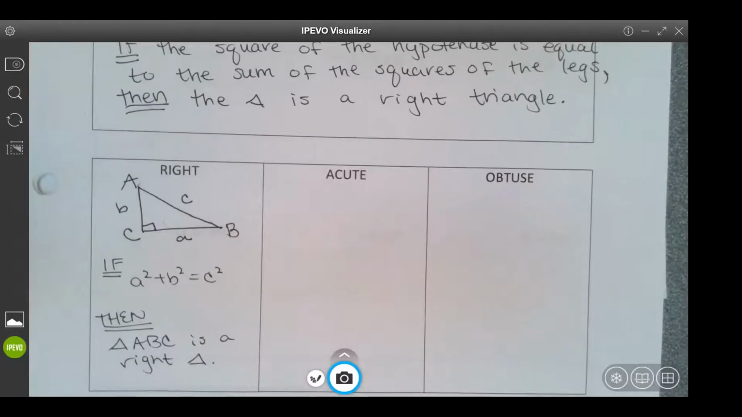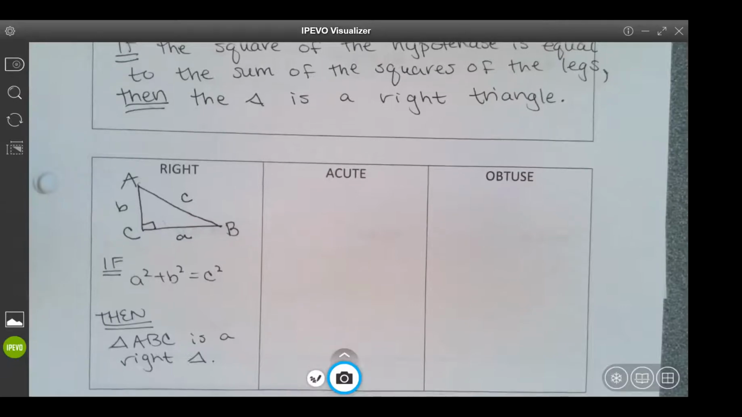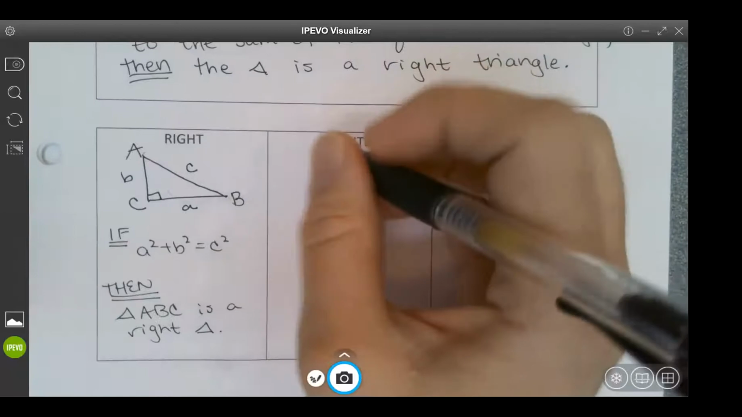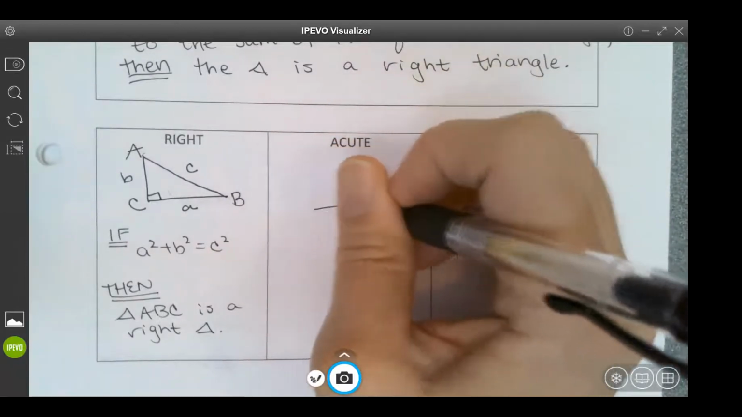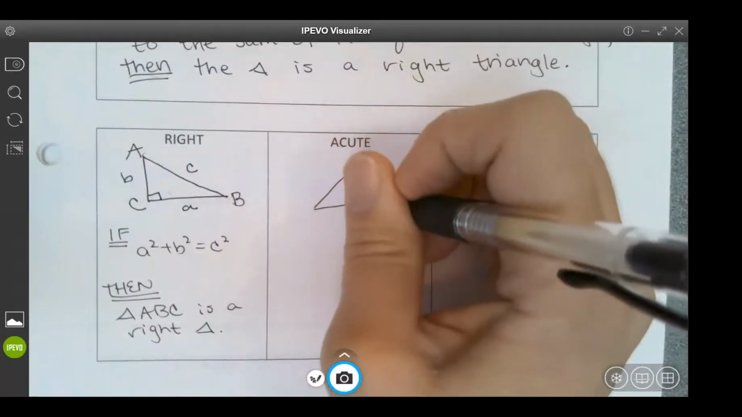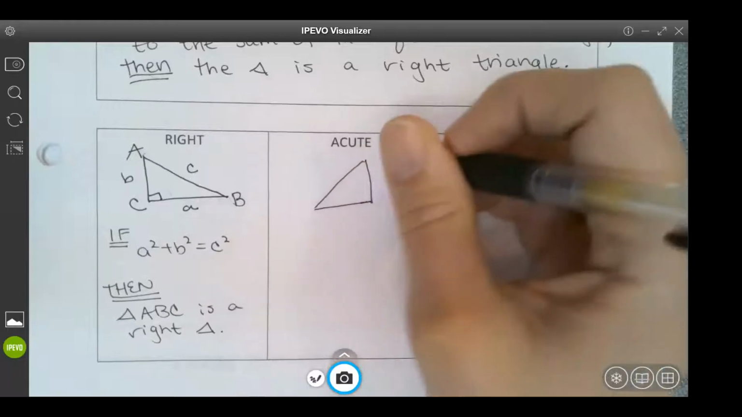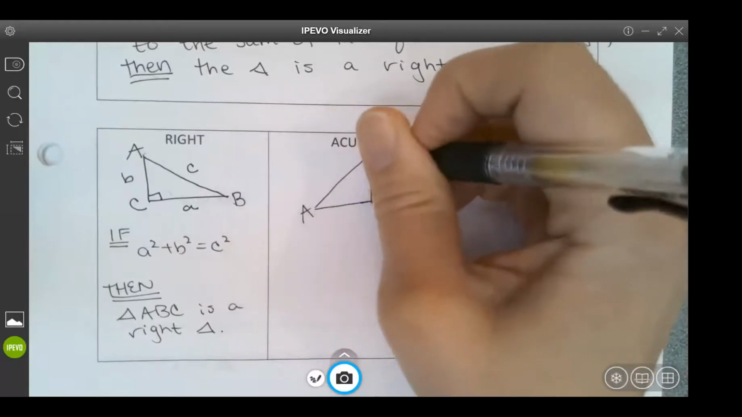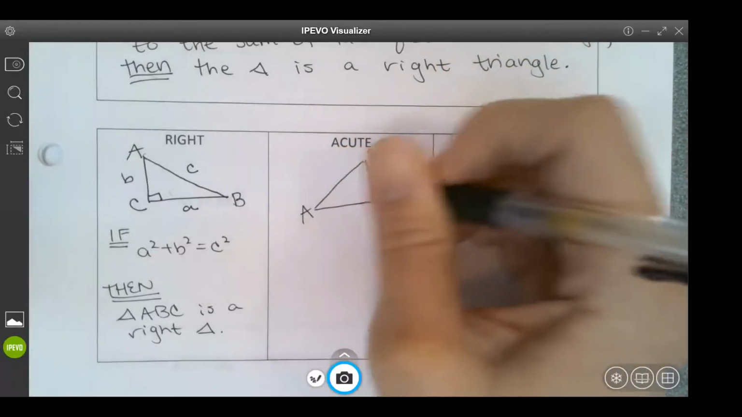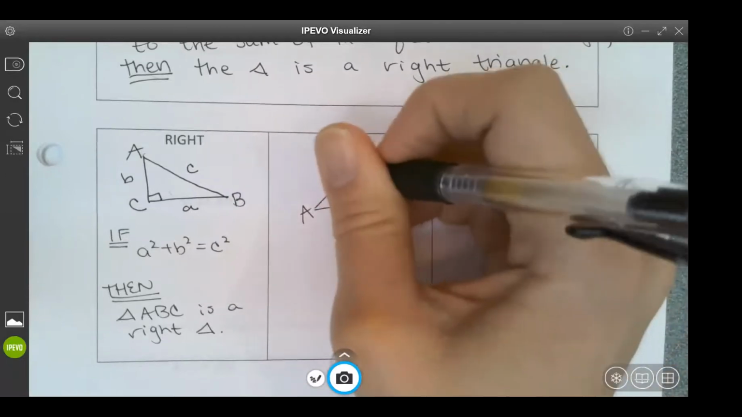But I can also determine if a triangle is an acute or an obtuse triangle. So remember, acute means all of my angles are less than 90. So maybe it looks something like, well, I didn't do a very good job making that one not look 90, but that's okay. A, B, C, little a, little b, little c.